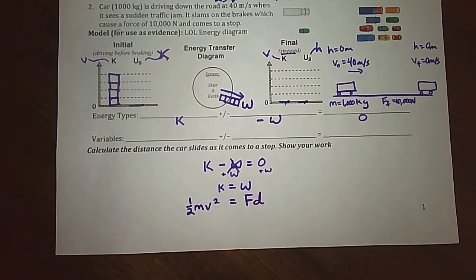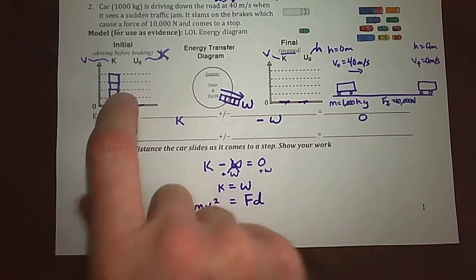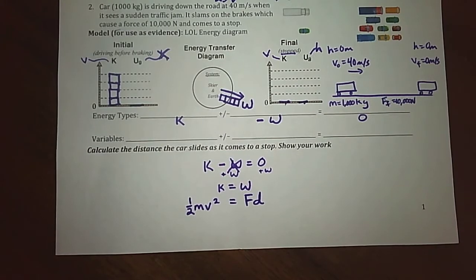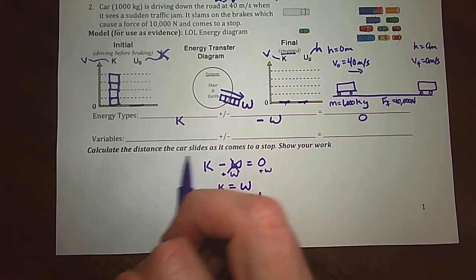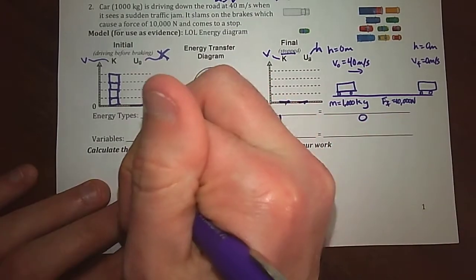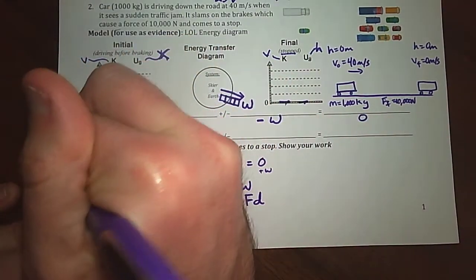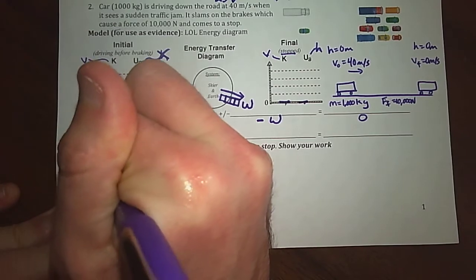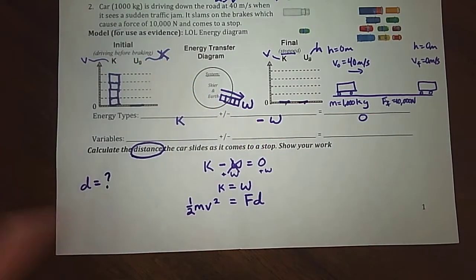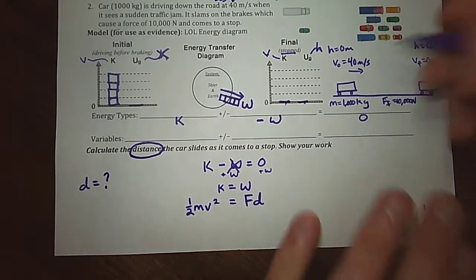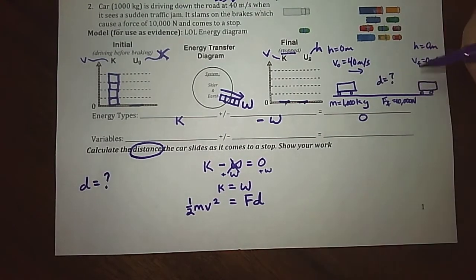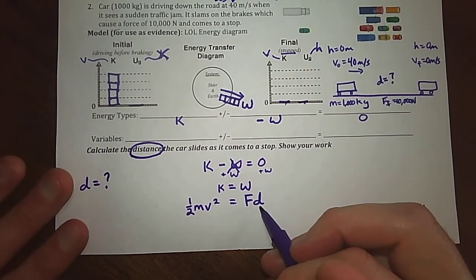Now, guys, I just made a mistake. I started going through the motions of making my LOLs and deciding my equation, and I didn't even recognize that the first step we should always do is ask, what are we solving for? Sometimes you might recognize this halfway through the problem. It says calculate the distance the car slides as it comes to a stop. So again, this is what you should always be doing first, and I made that mistake just now. It happens. So distance is what I'm looking for: distance equals question mark, and I can even write it here in my problem.